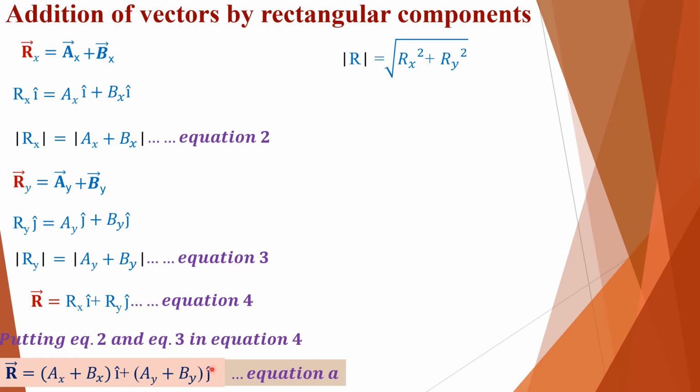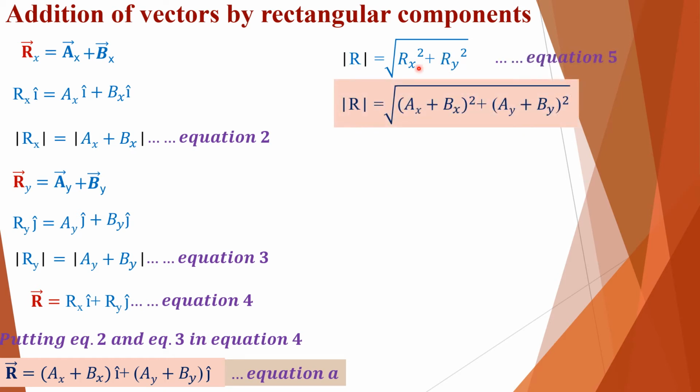By rectangular components, the magnitude of resultant vector R is equals to under root rx square plus ry square. Let's say it equation number 5. Putting values of rx and ry from equation 2 and equation 3 in equation number 5, we get magnitude of resultant vector R is equals to square root ax plus bx whole square plus ay plus by whole square.